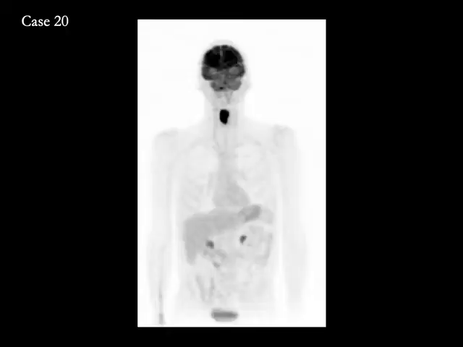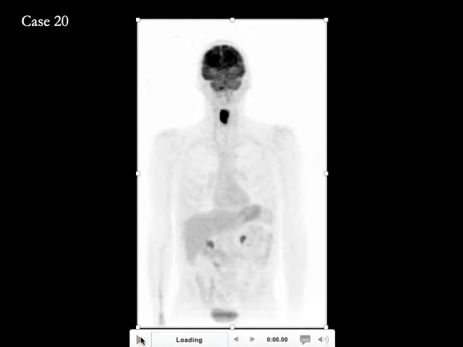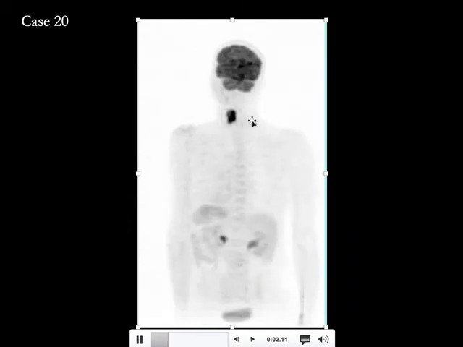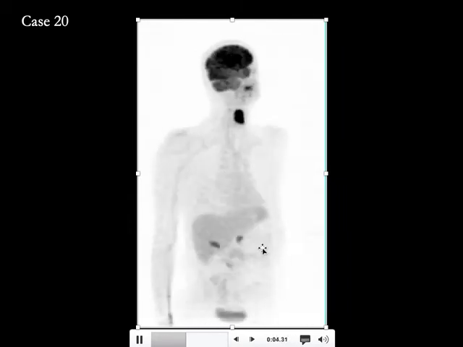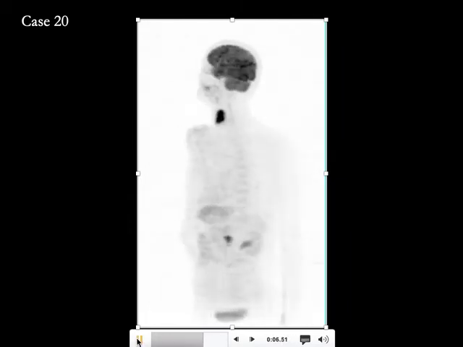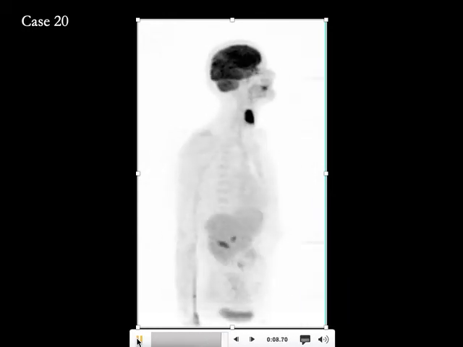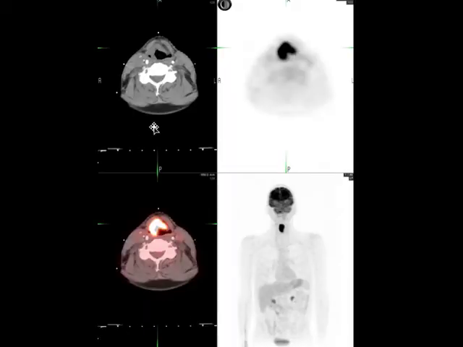Case number 20, a patient with laryngeal squamous cell cancer. We see a focus of hypermetabolism in the larynx with no definite metastatic disease. Here is the laryngeal soft tissue thickening, which is intensely hypermetabolic on PET.